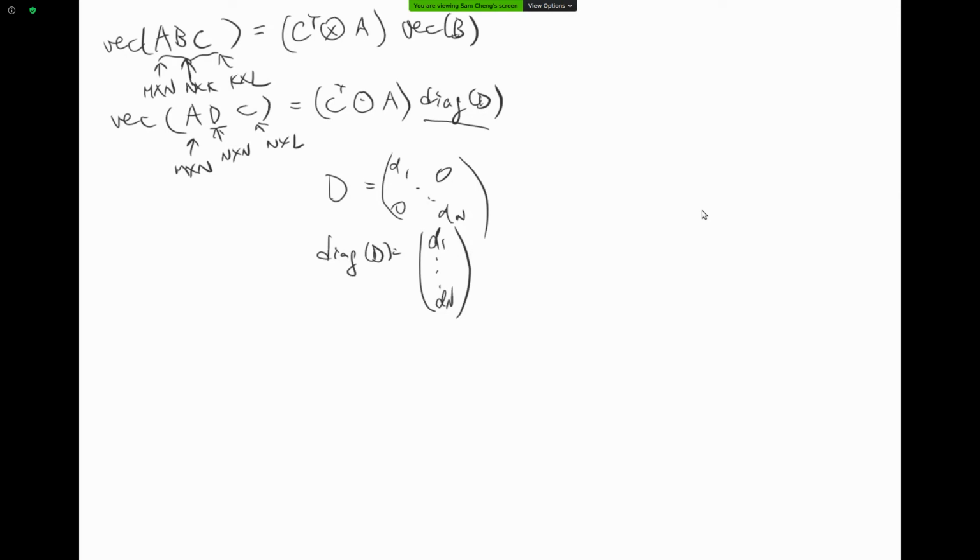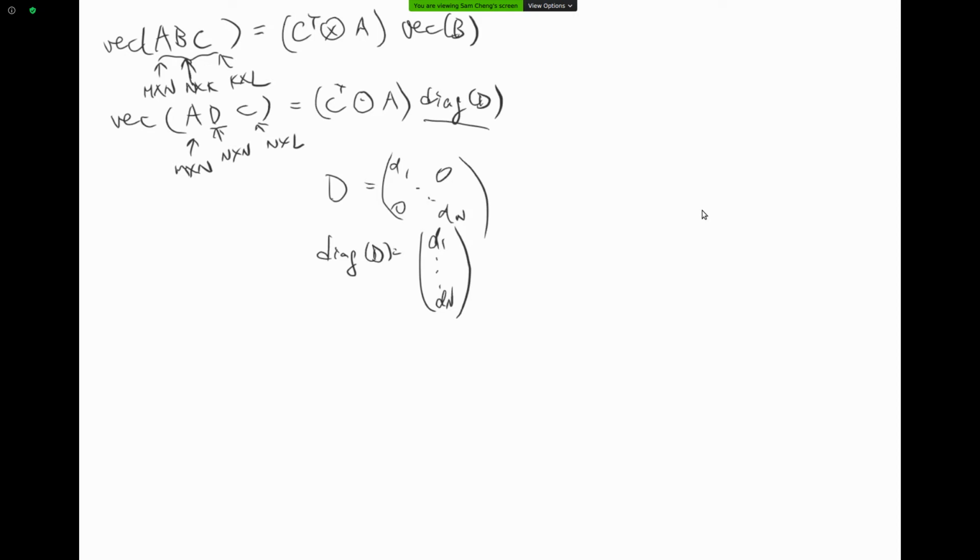Okay, we are going to show these two identities, and I guess maybe I should give a quick review of what the Kronecker product and the Khatri-Rao product mean.